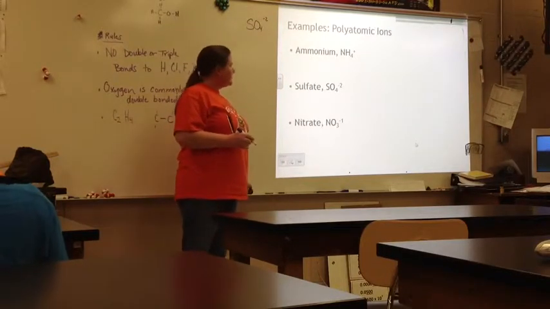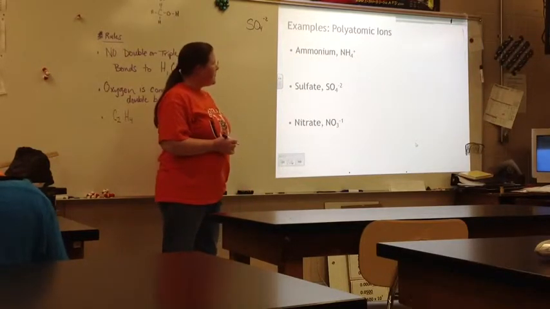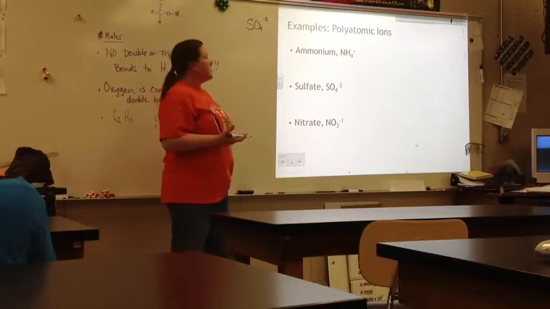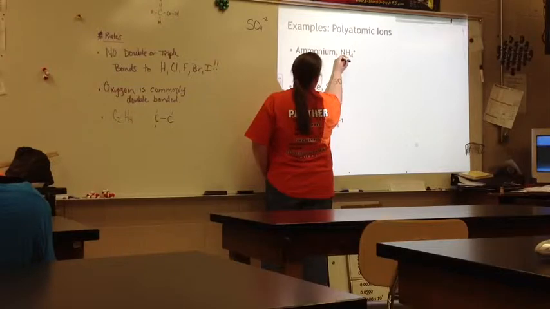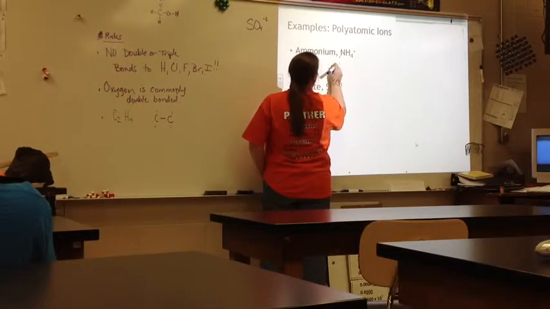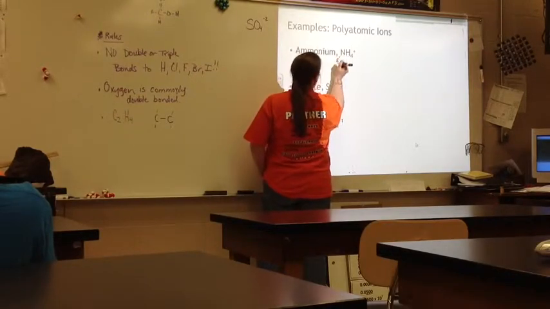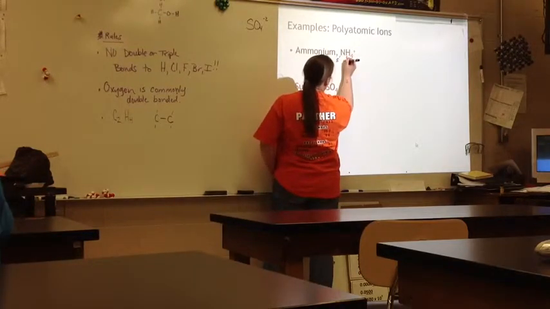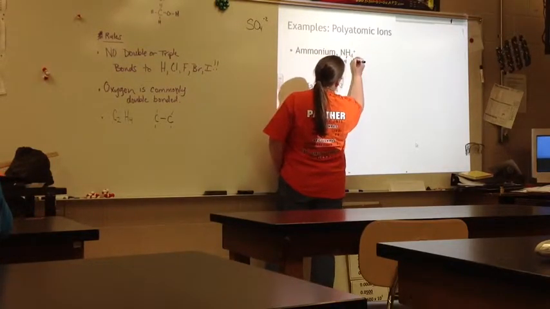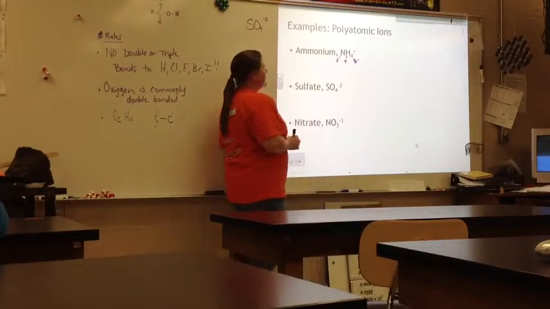The first one is ammonium. And the process starts the same. So you need to count the valence electrons. Nitrogen is in group 15, so it has 5. I'm just going to draw the numbers down like this. Each hydrogen has 1, so it has 4. Now that gives me a total of 9 electrons.